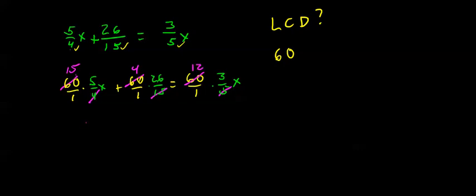And we end up with 5 times 15, 75x plus 104 equals 12 times 3, 36x. And then we solve. And again, I'm not going to waste video time solving it, but you should do this and see if you can come up with the answer on your own.